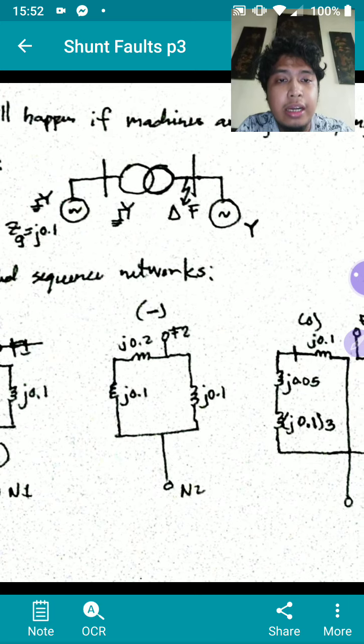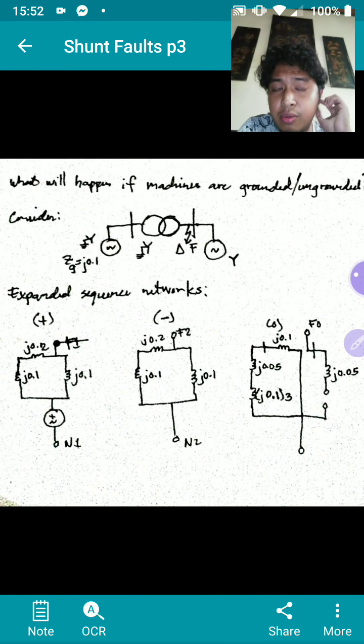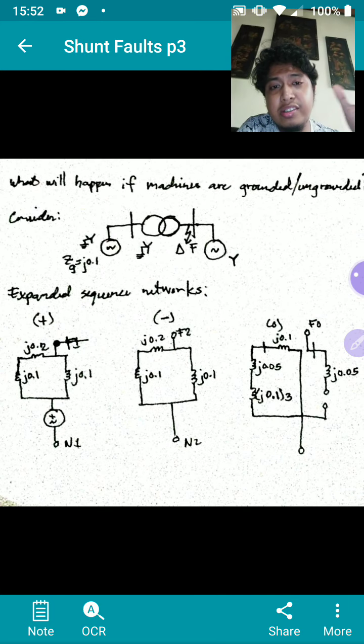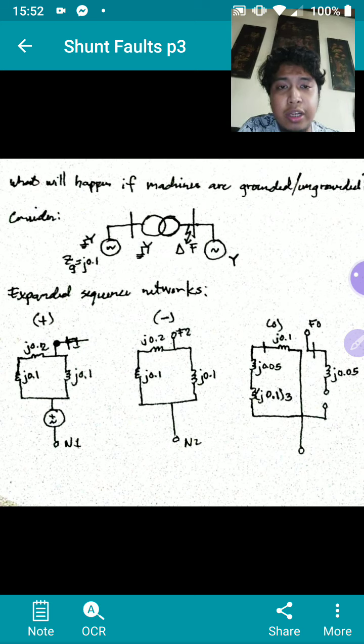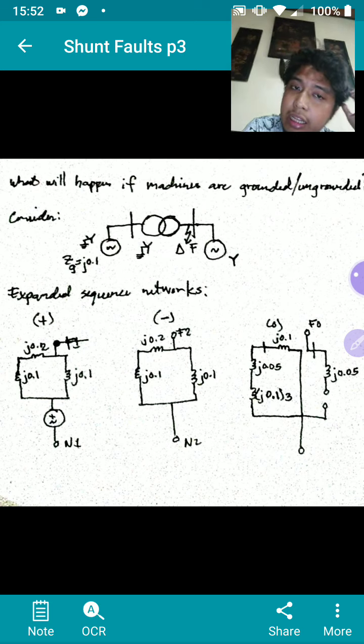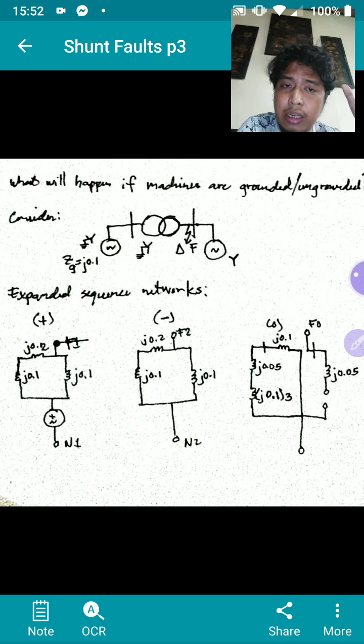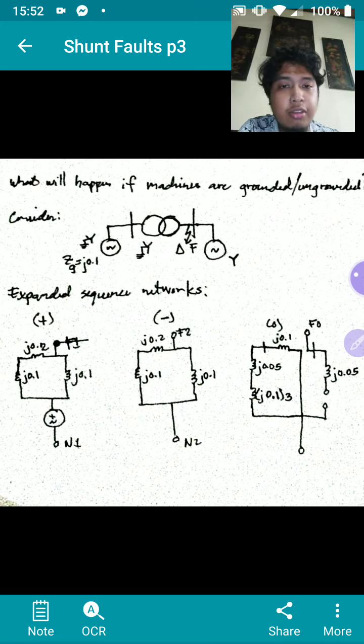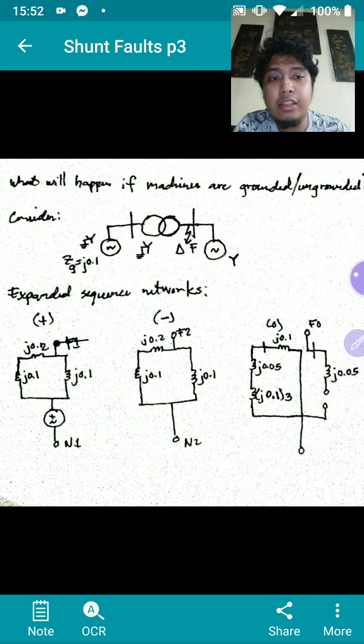Okay, so you now have these three sequence networks. Then you just connect them in series or parallel, incorporating the fault impedances wherever necessary for the different types of faults. So yeah, that is shunt faults.